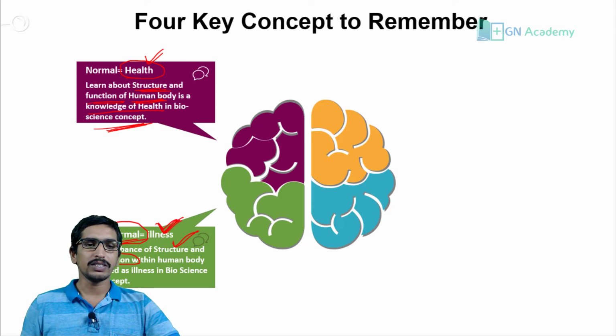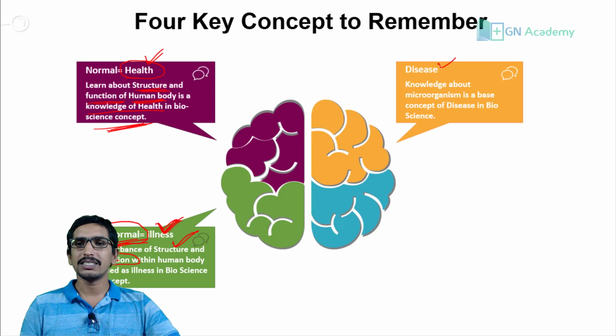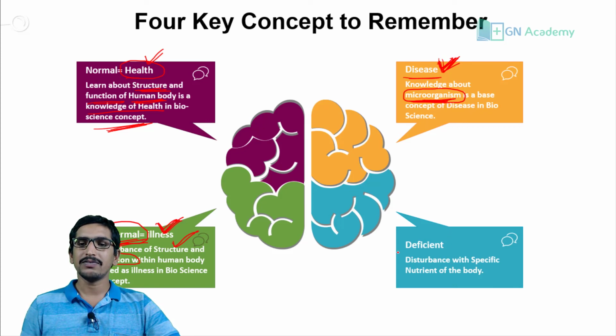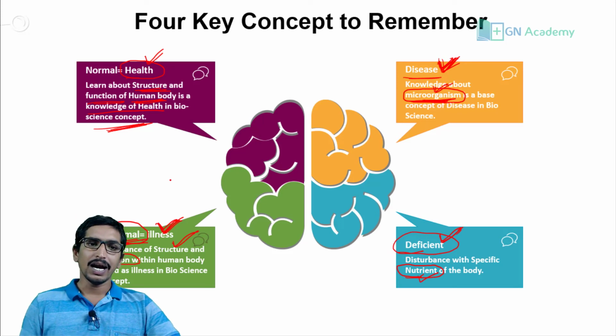Illness stands for abnormality. In the bioscience concept, illness is nothing but disturbance of structure and function within the human body. And coming to the third concept, that is disease. Disease is a term which denotes disturbance of the body by microorganisms. And the final, fourth key concept is deficiency. Deficiency is any disturbance due to specific nutrients of the body. Deficiency means nutritional disturbance. Disease means disturbance by microorganisms. And illness is disturbance of structure and function of the human body, maybe by deficiency or maybe by disease.